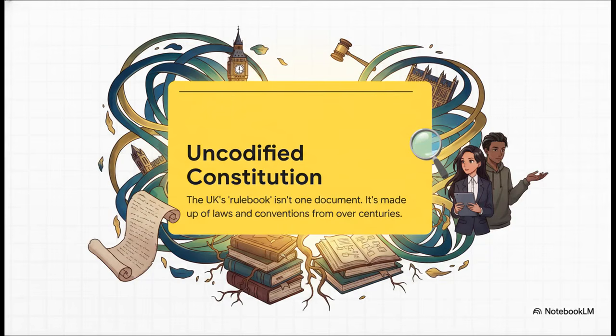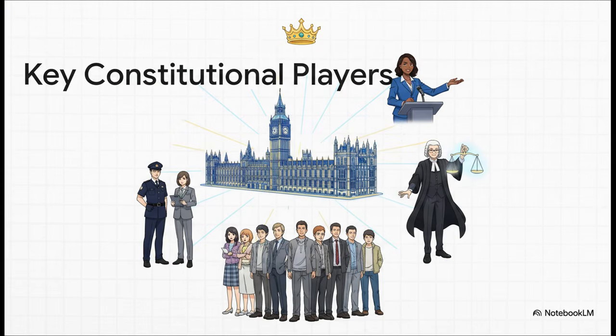Now, here's something really unique about the UK. Most countries have a single formal rulebook, like the American Constitution. We don't. Our Constitution is uncodified. It's more like a giant puzzle, pieced together from hundreds of years of laws, traditions, and major court cases. This makes it super flexible, but some people say it also makes it a bit vague and tricky to pin down.